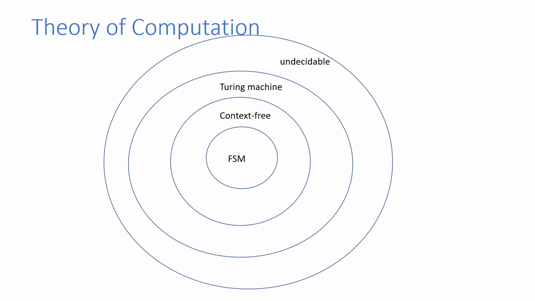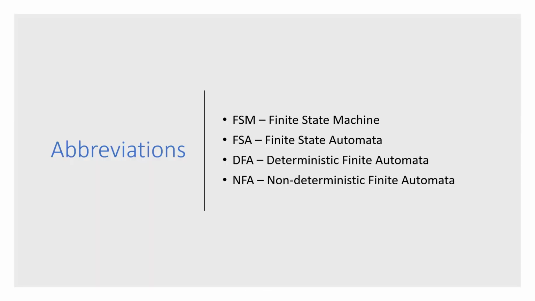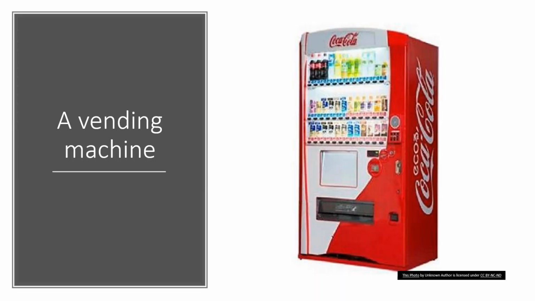So I'm going to skip through this one and get into some of the notation: finite state machines, finite state automata, deterministic finite automata, and so on. A vending machine is a good thing to simulate using a finite state machine. So let's see what we can do there.